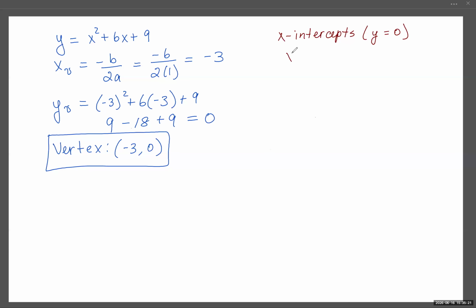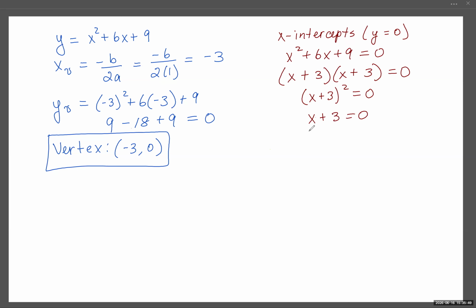So the original equation, x squared plus 6x plus 9 equals 0. Go ahead and factor that. And that would be 3 here, plus and plus. So 3 times 3 is 9, 3 plus 3 is 6. It is the same parenthesis twice. You can also write it as x plus 3 squared. So to solve for x, we just put x plus 3 equals 0 and solve for x. So the only x-intercept in this function is x equals -3.